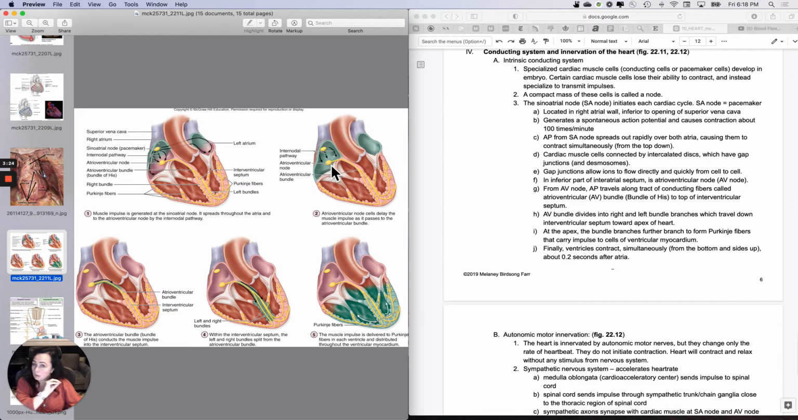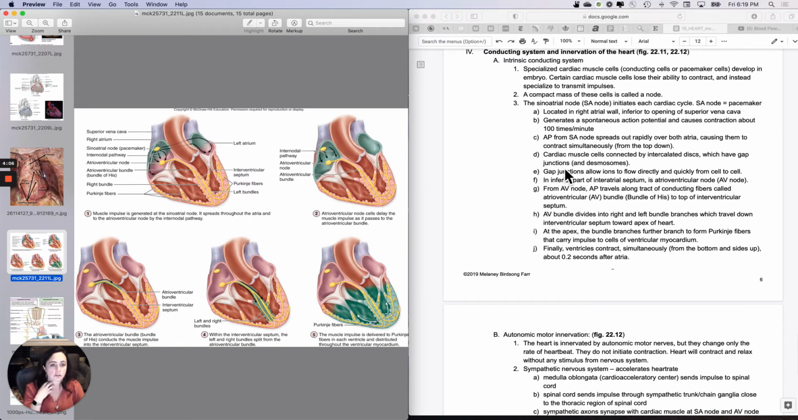The AV node is not going to talk to contractile cells at all until it sends a stimulus down here, not talking to contractile cells. Then it splits into the right and left bundle branches, still not talking to contractile cells. It will only start talking to contractile cells once it gets to the Purkinje fibers. The important part is that this gives a lag time between atrial contraction and ventricular contraction, which allows time for filling. Also, if you talk to Purkinje fibers first, the ventricles contract from the bottom and sides up, which is good because the valves are at the top, so you're pushing on them from the back side.